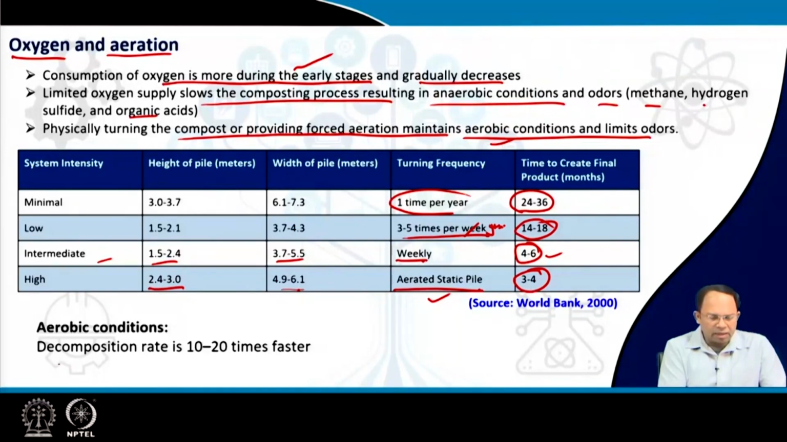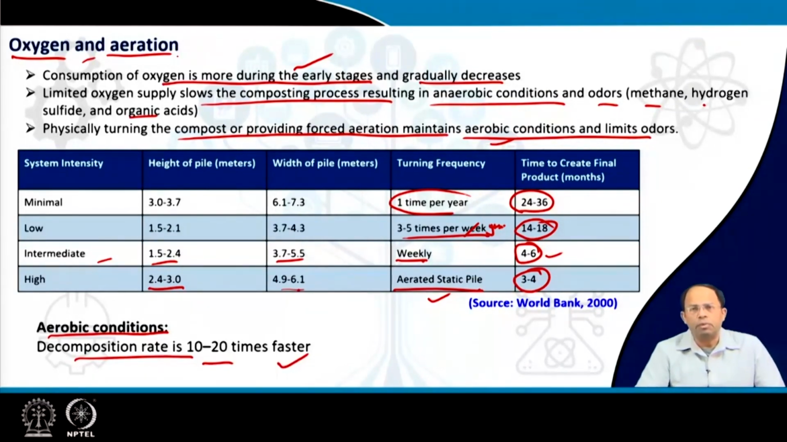So in case we can maintain aerobic conditions, the decomposition rate is 10 to 20 times faster compared to anaerobic conditions, right? So this has to be considered. That's why you can see that the presence of oxygen and aeration is very, very important.